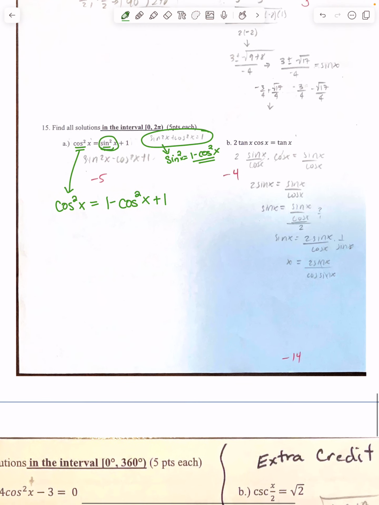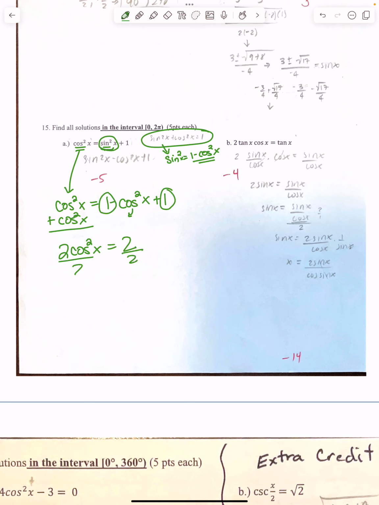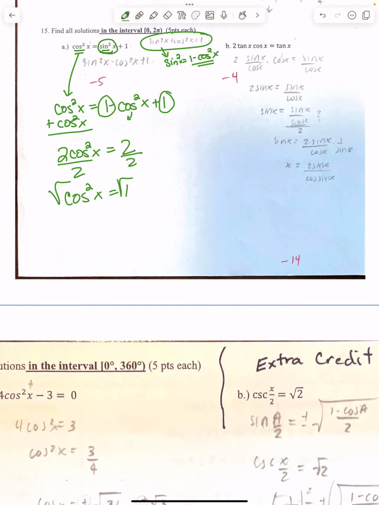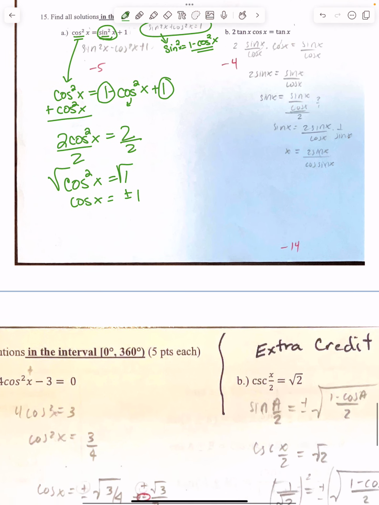And then now I only have cosine squareds. I'm going to move this one to the other side. That makes it plus another one. So I've got 2 cosine squareds. 1 plus 1 is 2. Divide everything by 2. So I get cosine squared equals 1. I square root, and remember when I square root, it's going to be plus or minus. So I'm looking for where the cosine of x equals 1. I know cosine of x equals 1 here at 0, and I know cosine of x equals negative 1 here at 90 degrees, or pi over 2.